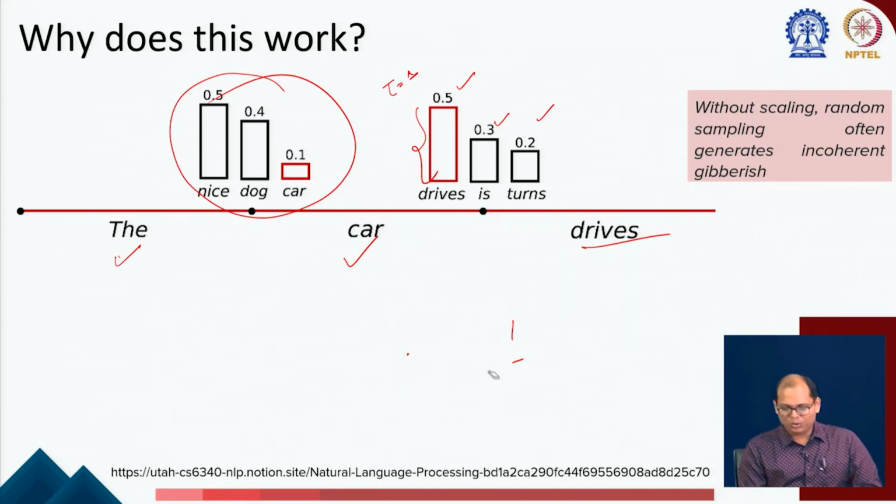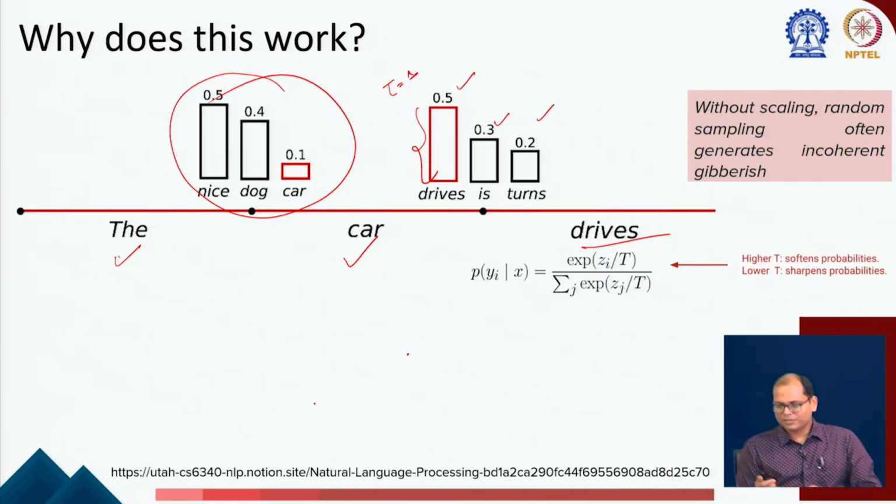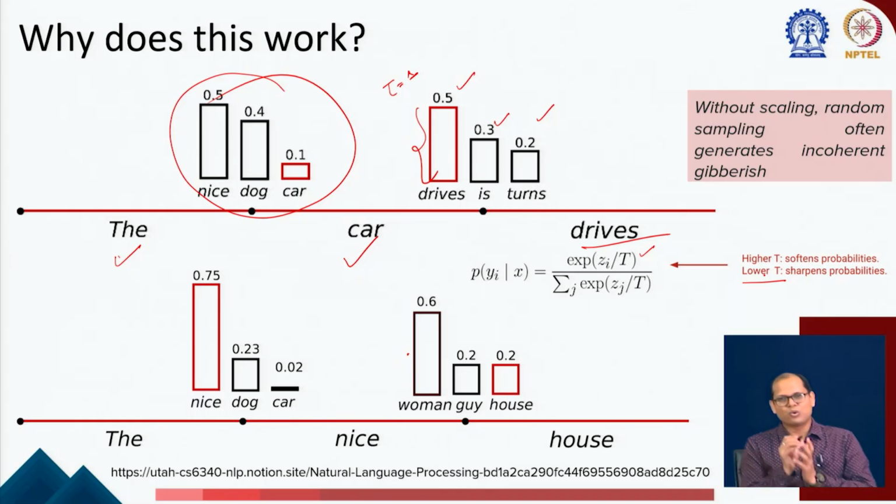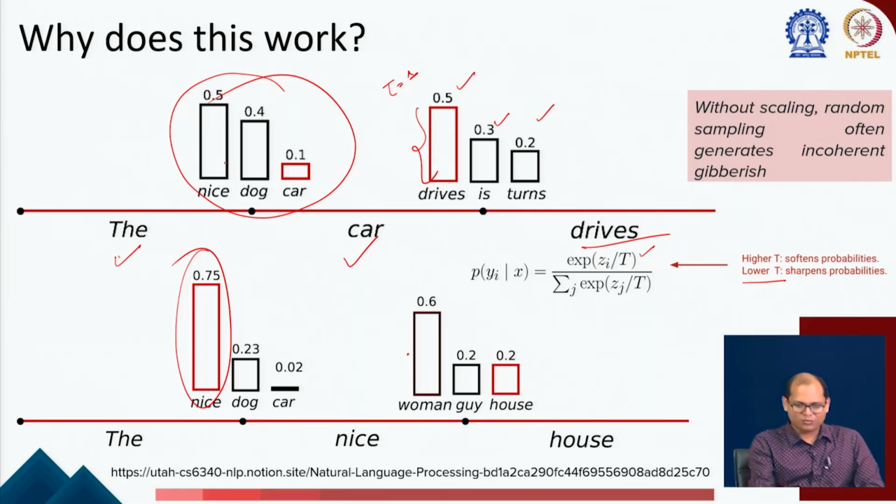So what do you do? What happens when you apply temperature? When you apply temperature, the actual logits are divided by this parameter t, and with the lower t, it will sharpen the probability. What will happen when your t is lower is that the word that has a higher probability will get an even higher probability. We will take an example to see the impact. So the word that was higher will get even higher. Rich gets richer when you have a lower t. So you will say rich gets richer phenomena. Nice will get even higher probability, and the car would get an even lower probability.